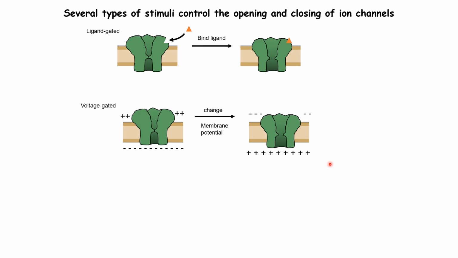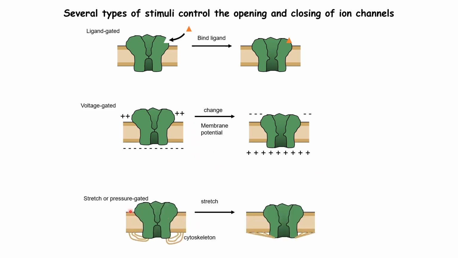Well, it can be the mechanical force. So you can imagine that if some mechanical force is applied on the ion channel, that can also result in the change in conformation. So such kind of channels are called the pressure gated or stretch gated ion channels. And one way in which this can happen is if the ion channel is connected to the membrane through some linker chains, then if the membrane is stretched or some pressure is applied, then that will result in the change in conformation of the protein.